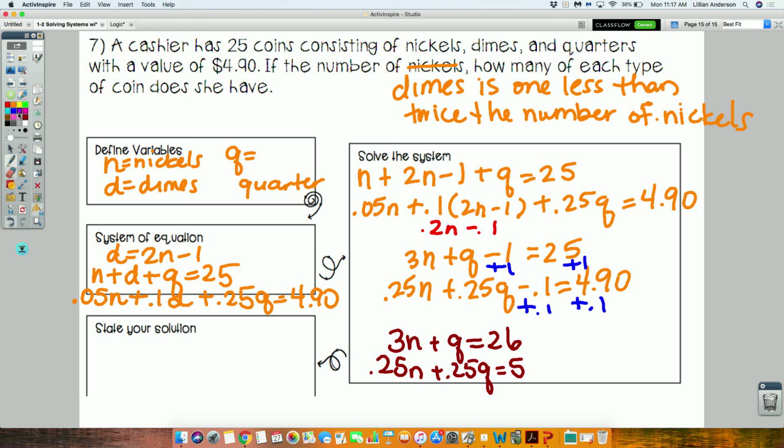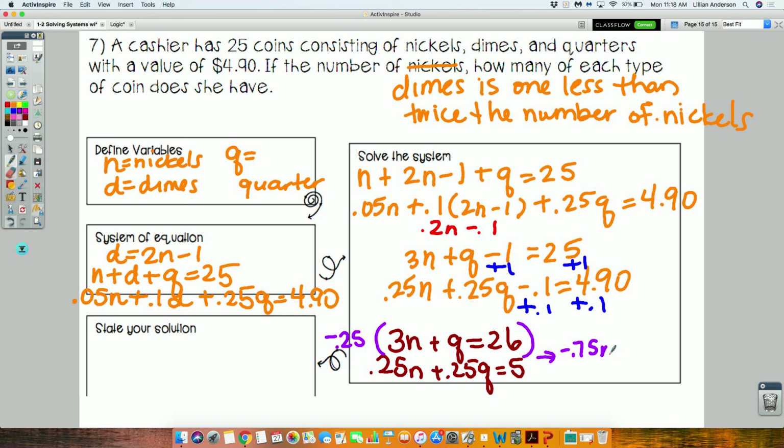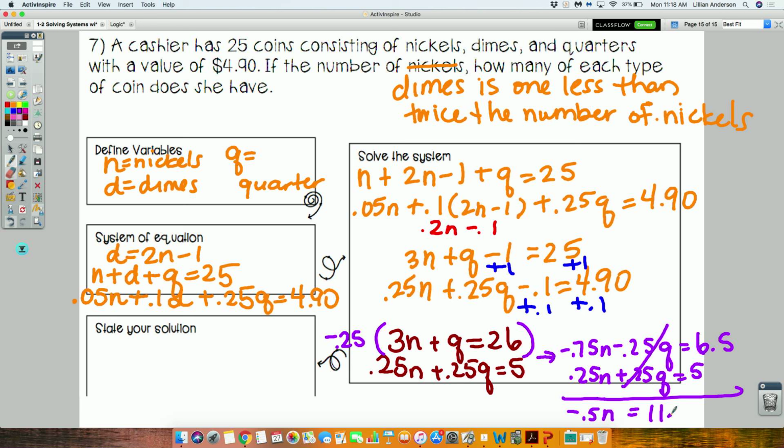I'm going to go ahead and eliminate Q by multiplying by a negative 0.25. And so when I do that, when you multiply 3 times 0.25, you'll get a negative 0.75n minus a negative 0.25q equals 6.5. And then your bottom equation will stay the same. This will allow you to cancel out your q's, and then you will have a negative 0.5n equals 11.5. And when you divide both sides by 0.5, you'll end up with n equaling 23. So then that'll let you know that you'll have 23 nickels. This cashier will have 23 nickels.